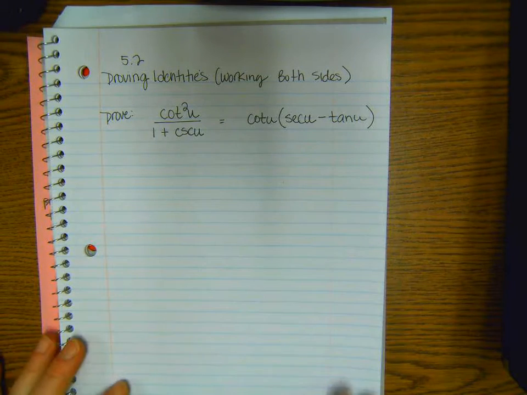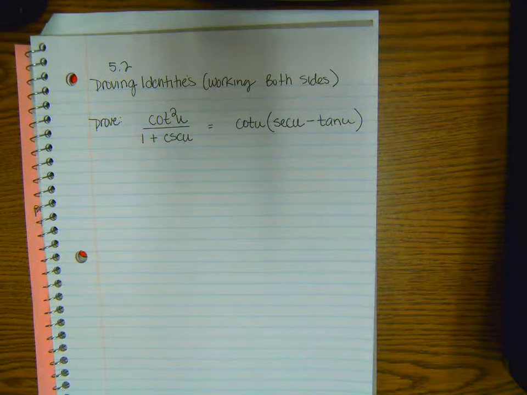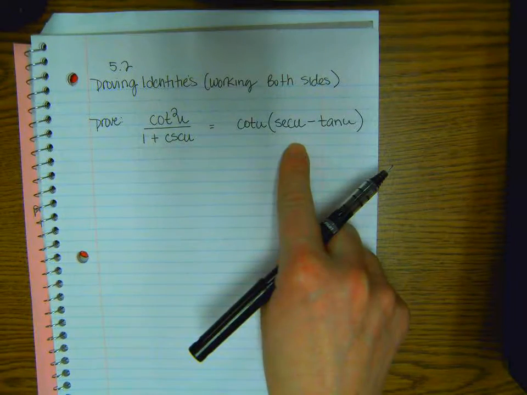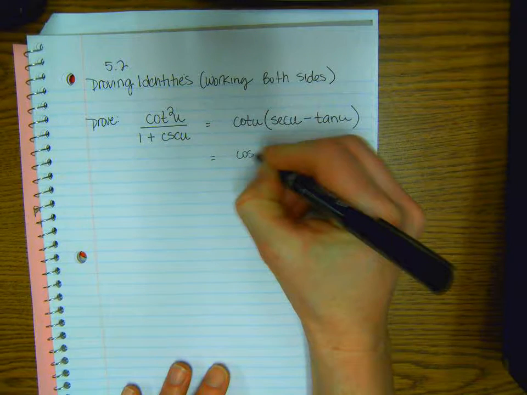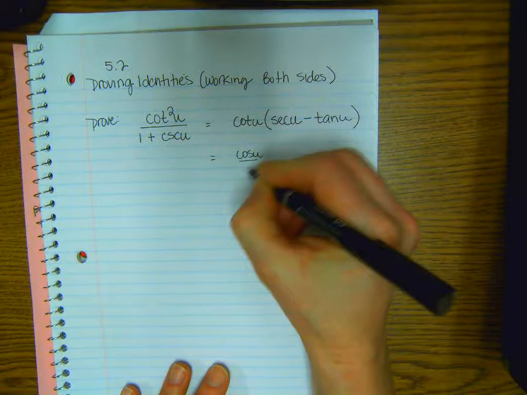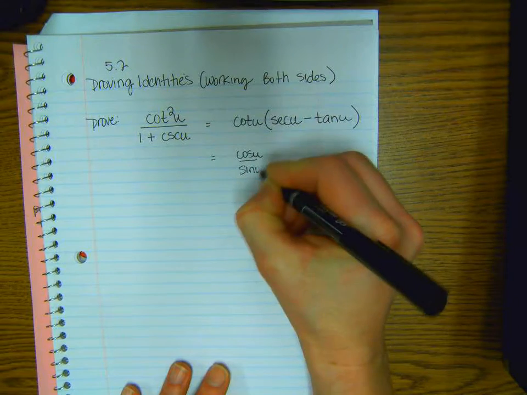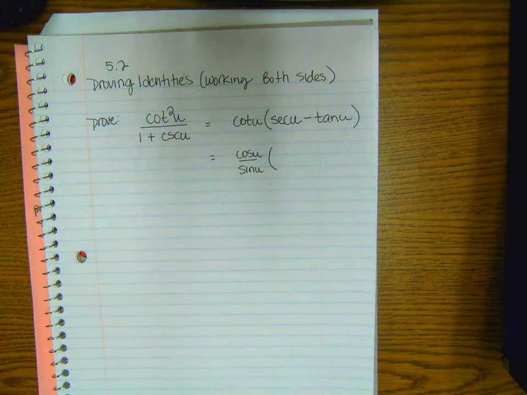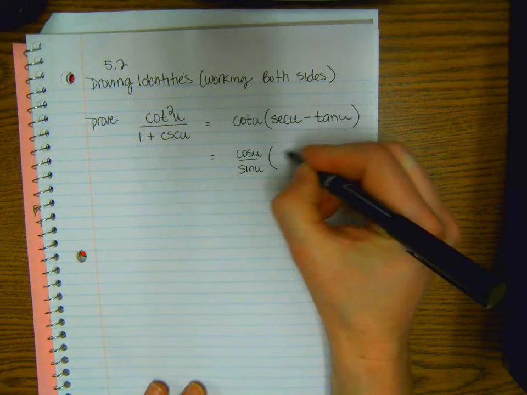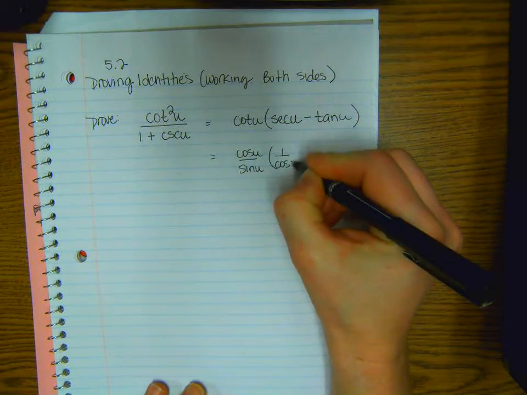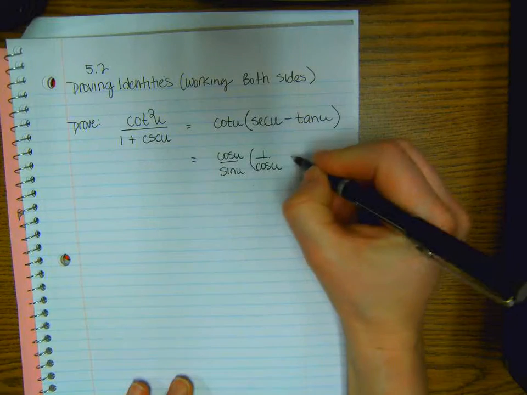So, what are your ideas, I guess? Where should we start? Let's start over here rewriting with sines and cosines, okay? So I'm going to rewrite this as cosine of u over sine of u. How could I rewrite this? 1 over cosine of u. And how about this?